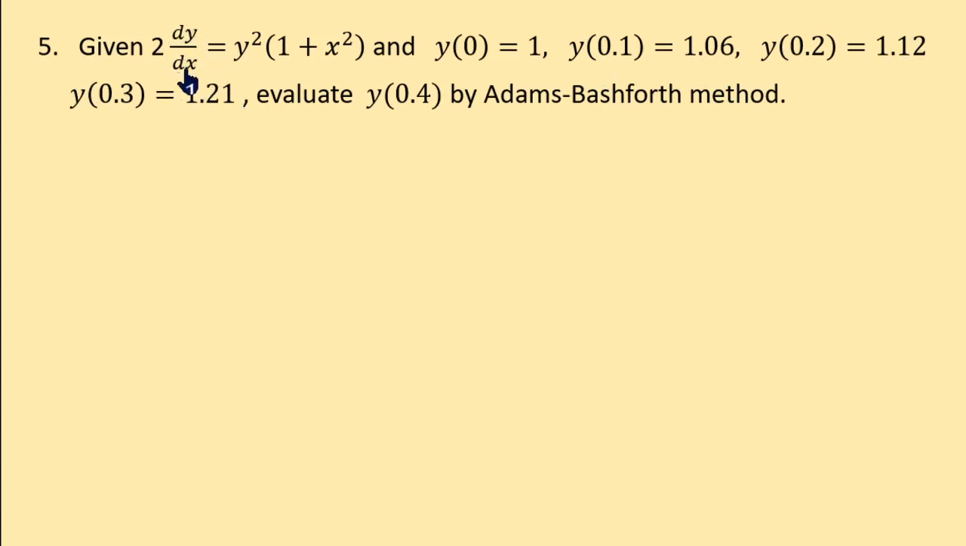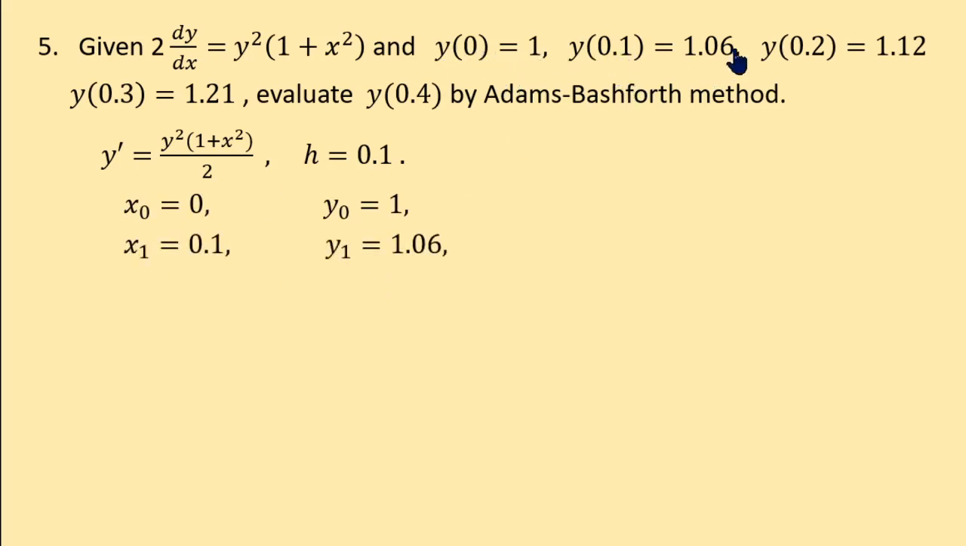dy by dx, that is y dash, is y square into 1 plus x square divided by 2. Take everything on the right side, keep dy by dx on the left side. So, dy by dx or y dash is y square into 1 plus x square divided by 2. This is y dash. Increment in x, 0, 0.1, 0.2, 0.3, means h is 0.1, and x0 is 0, y0 is 1, x1 is 0.1, y1 is 1.06, x2 is 0.2, y2 is 1.12, x3 is 0.3, y3 is 1.21.